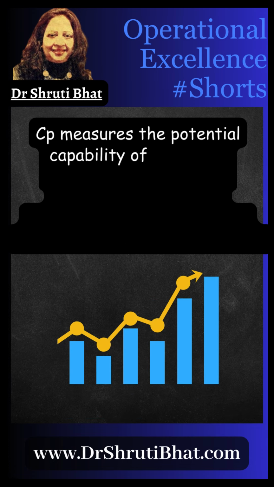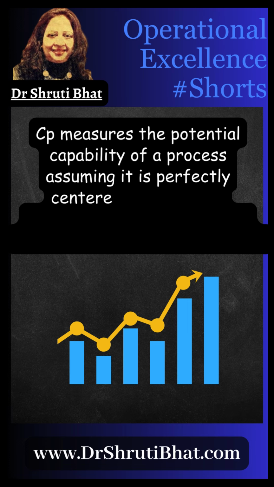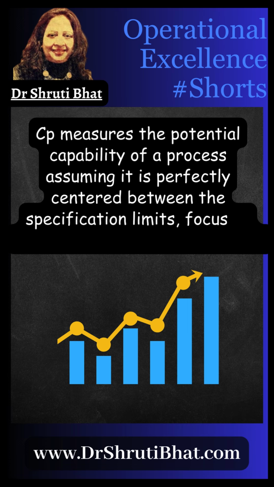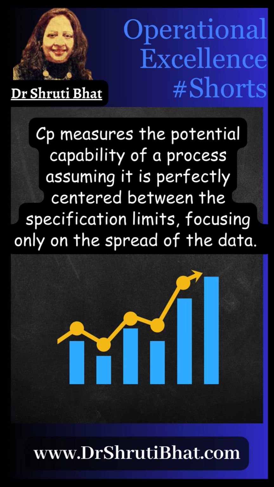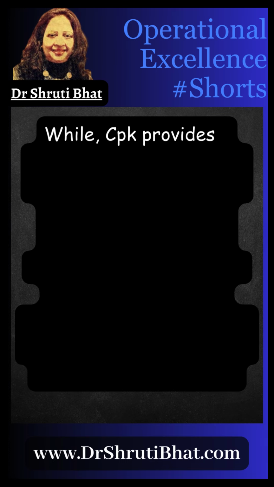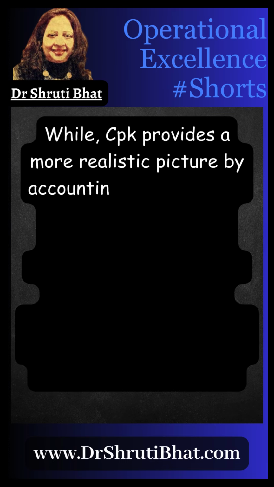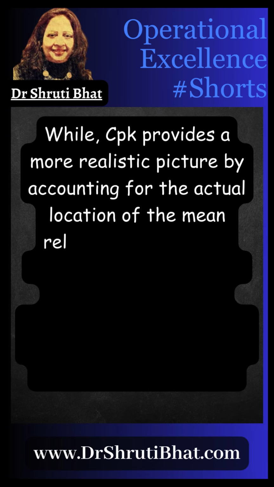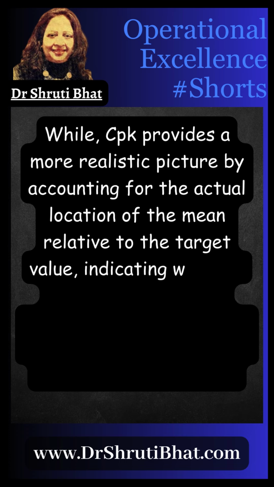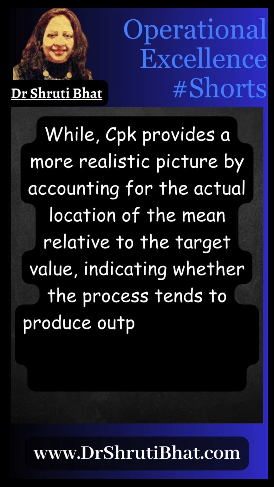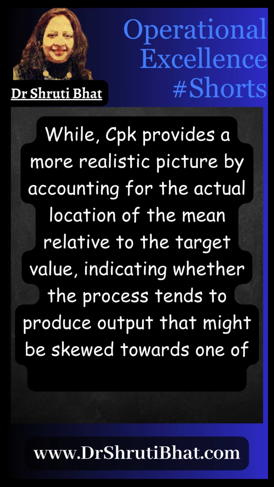CP measures the potential capability of a process, assuming it is perfectly centered between the specification limits, focusing only on the spread of the data. While CPK provides a more realistic picture by accounting for the actual location of the mean relative to the target value, indicating whether the process tends to produce output that might be skewed towards one of the specification limits.